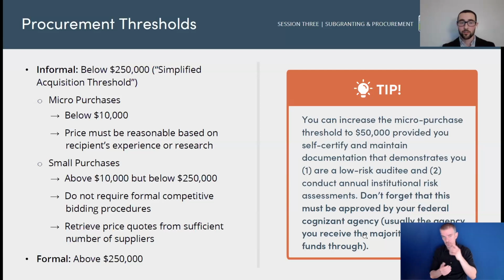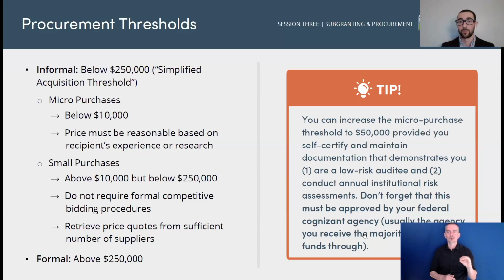And you can increase the micro purchase threshold up to $50,000, provided that you self-certify and maintain documentation that demonstrates you're both a low-risk auditee and that you conduct an annual institutional risk assessment. So it's not exactly the easiest thing, right? You do need to perform this risk assessment annually. You need to document it. There's quite a bit of work that goes into it. And if you do those two things and your federal cognizant agency, so the agency that provides the majority of your federal funding, if they approve that, then you can increase the micro purchase threshold.